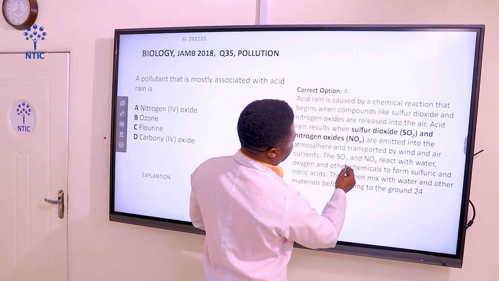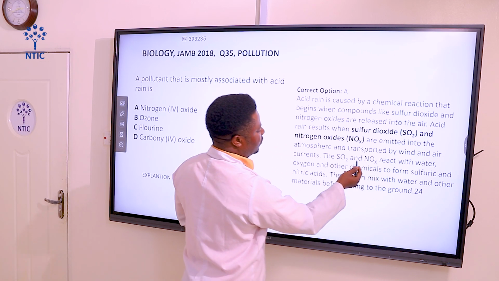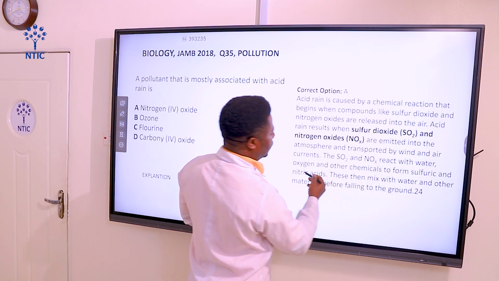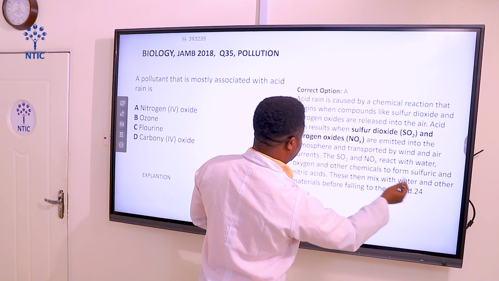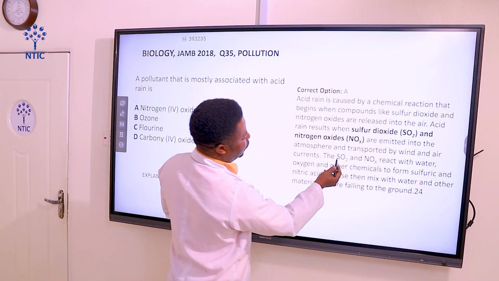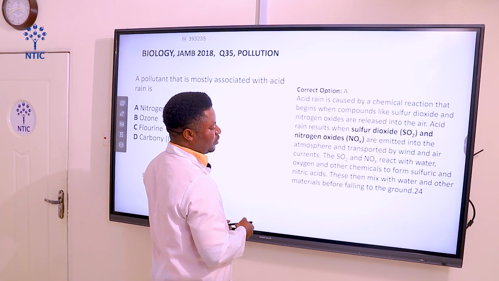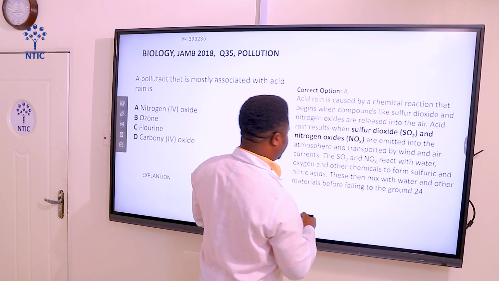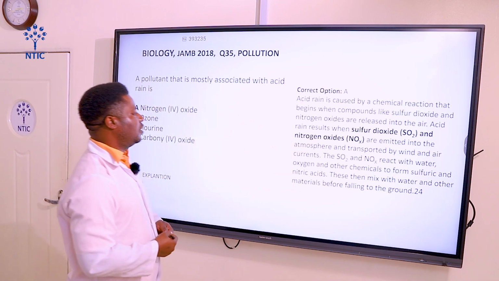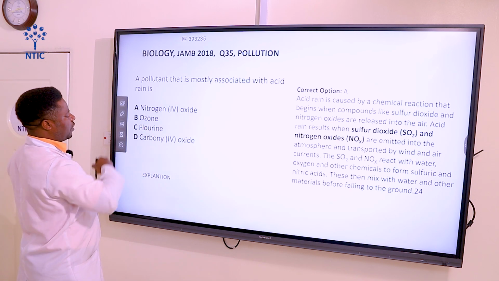The sulfur oxide and nitrogen oxide, or the nitrogen compound there, react with water and oxygen and other chemicals to form sulfuric acid when it is sulfur that is found in the atmosphere, and nitric acid when it is a nitrogen compound. Then this mixes with water and other materials before falling to the ground as rain. So our correct answer to this is A.